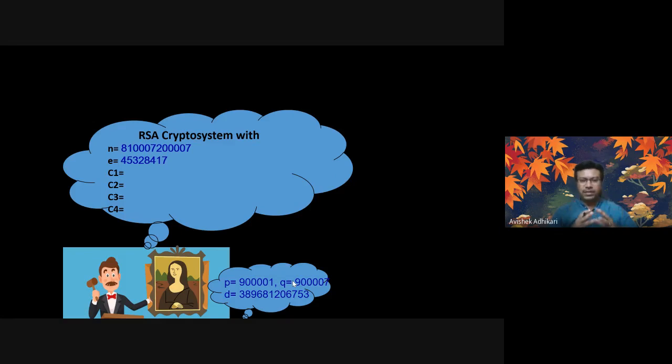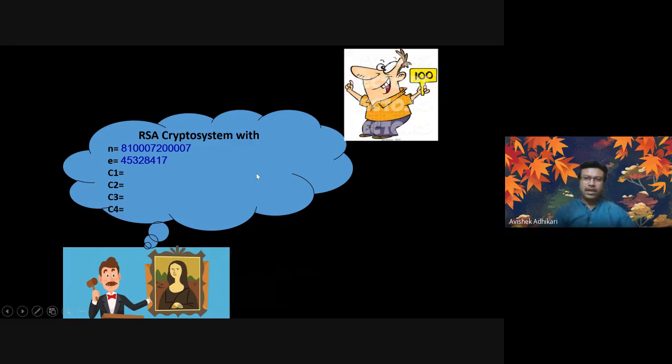I'm sure that my dear students also have an implementation of the RSA crypto system. Now, suppose they have decided that, for example, some guy has given a bid of 100.